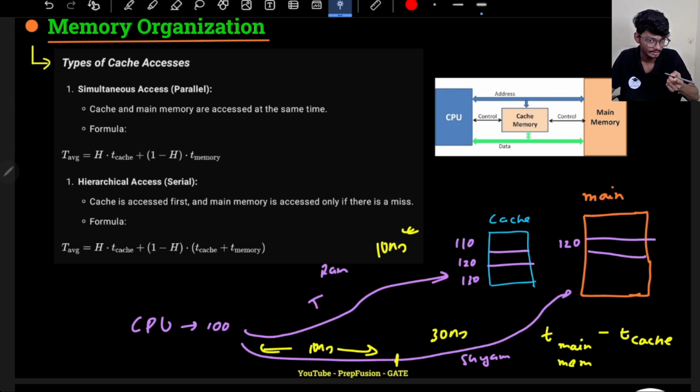So now how much time will it take me? If it is a cache hit, then there is no problem.